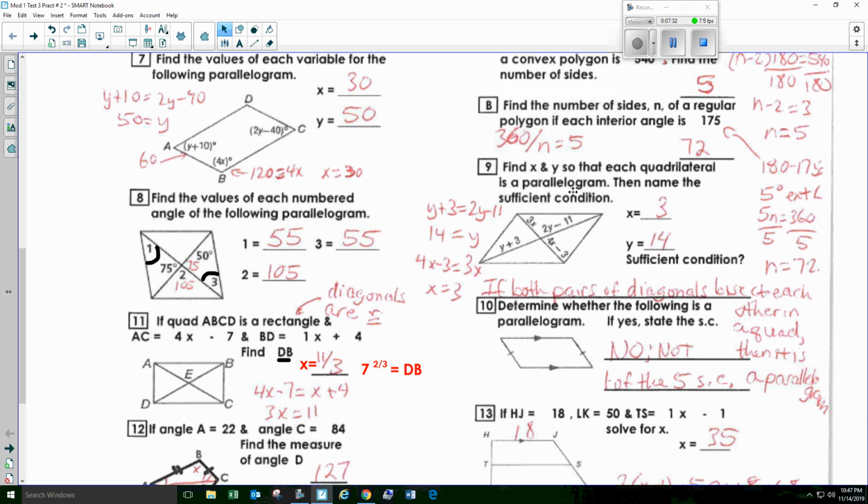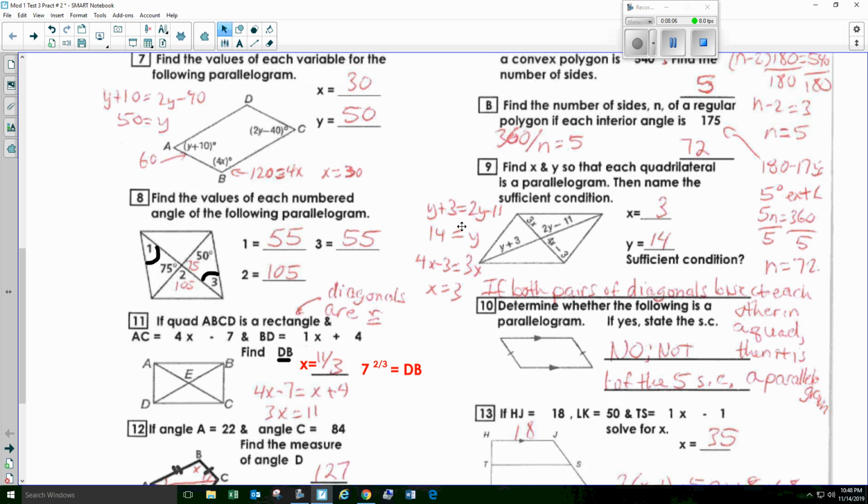Number 9, find x and y, so each quadrilateral is a parallelogram. So I have to know my 5 sufficient conditions. The one dealing with the diagonals is if both diagonals bisect each other in a quadrilateral, then it's a parallelogram, which is the sufficient condition itself. So I have to make the diagonals bisect, which means I have to make them equal each other. That has to equal that, and that has to equal that. So that's what I did. I set them equal to each other, these two equal to each other, and then these two, and solve the pre-algebra problem.